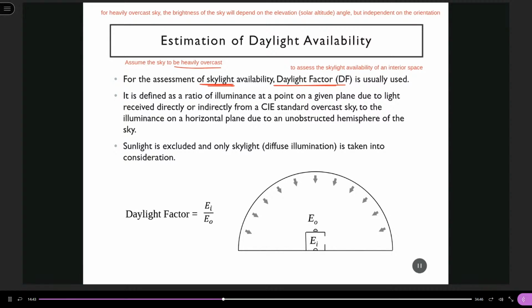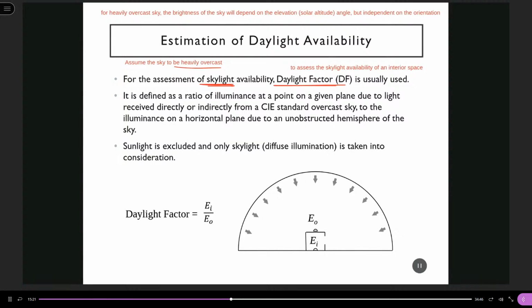orientation. So even if it is early in the morning, I know that the sun will be in the east, but the sky is covered by thick cloud, and the cloud is so thick that the sunlight is redirected everywhere in the sky hemisphere, so that the brightness of the sky in the east or in the west are just the same. No difference. Okay, so that is the overcast sky. Okay, so back to daylight factor.